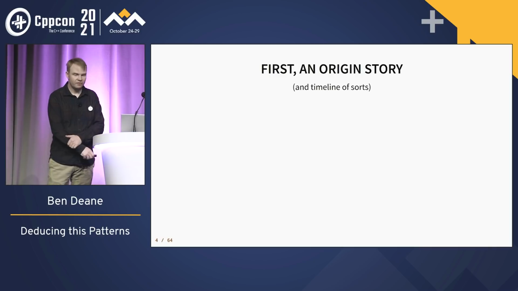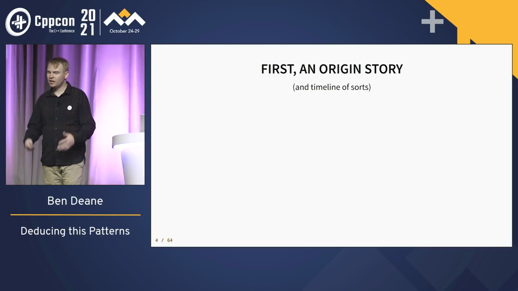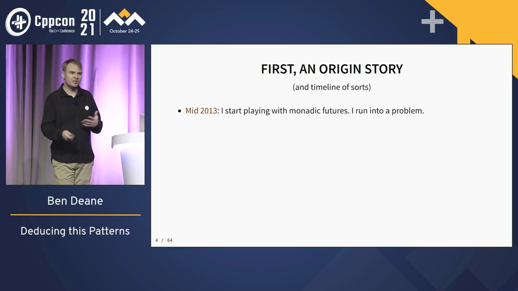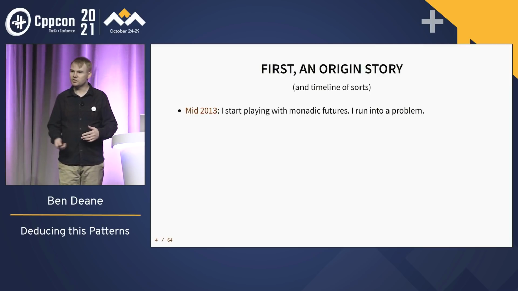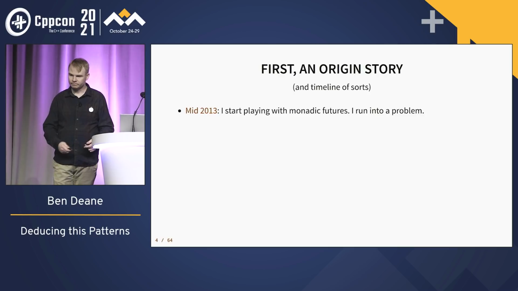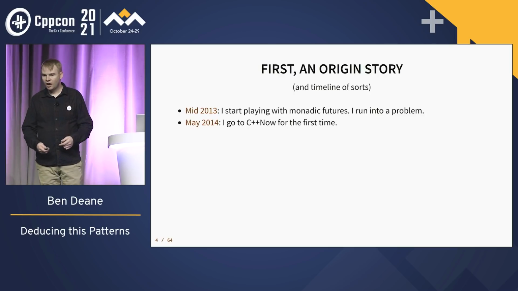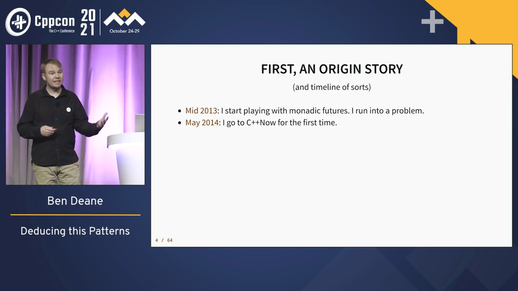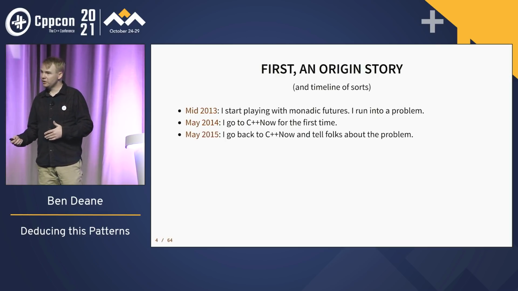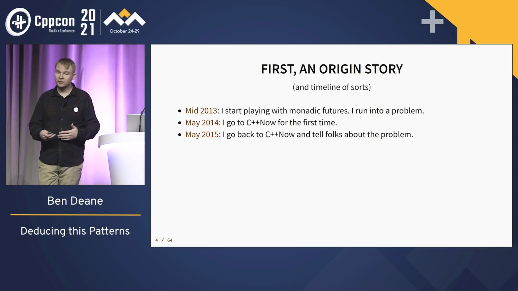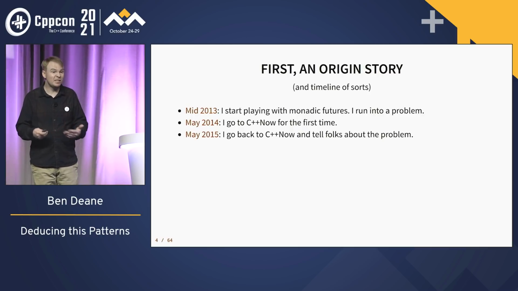So, first, the origin story. Here is how it sort of came about. In 2013 or so, back in the day, I was playing around with monadic futures, and I ran into this problem. I went to C++ Now in 2014, completely overwhelmed. I went back in 2015, and now I felt confident enough to tell people a bit about the problem and see what they thought.